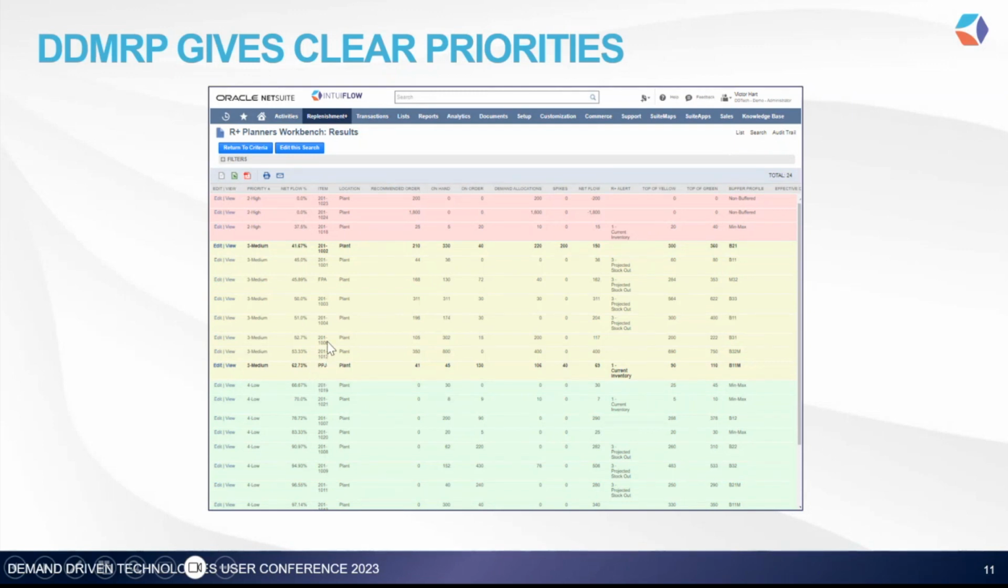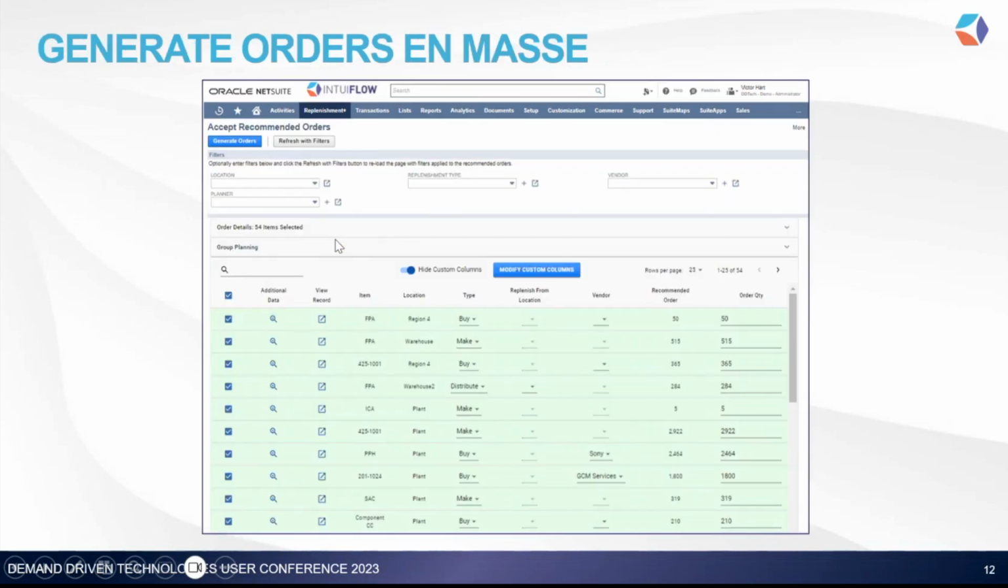That item is going to keep moving higher and higher. So clear prioritization, and then via the accept recommended orders window, it's very easy to accept these recommendations in mass. I've got a generic example here where you can see a slew of items that I'm approving replenishment for, different types of items. We can filter down as we want to, but we don't necessarily need to.